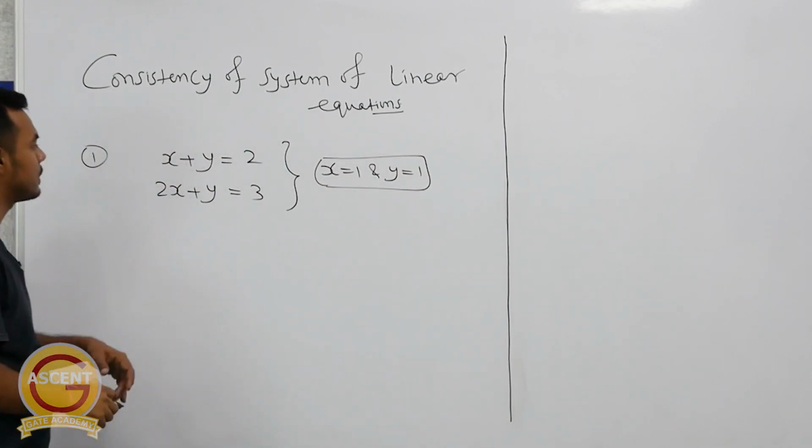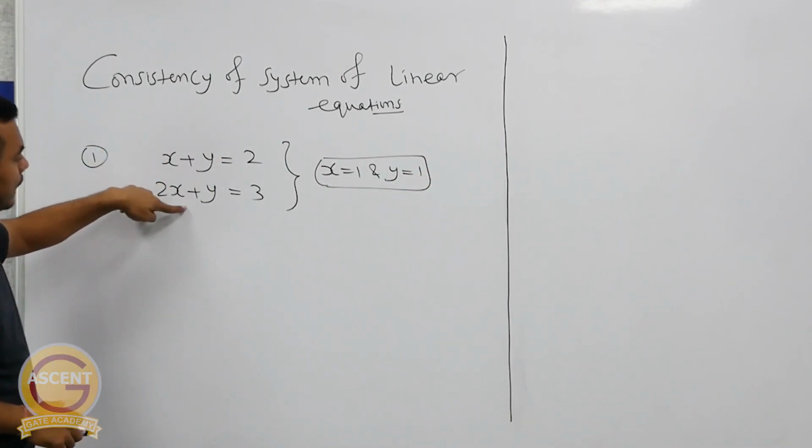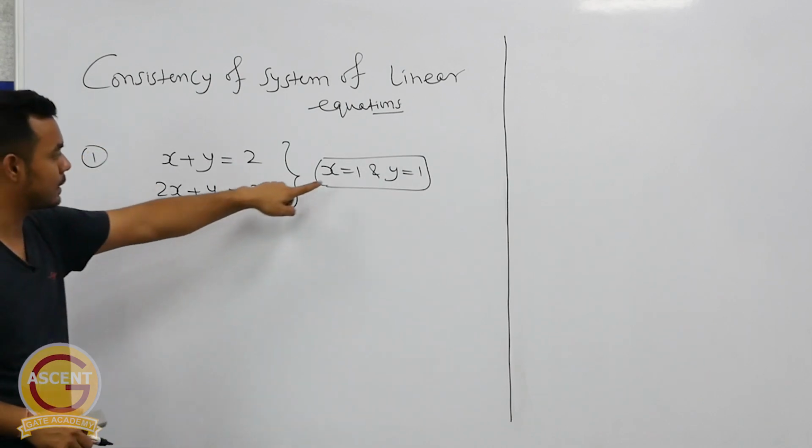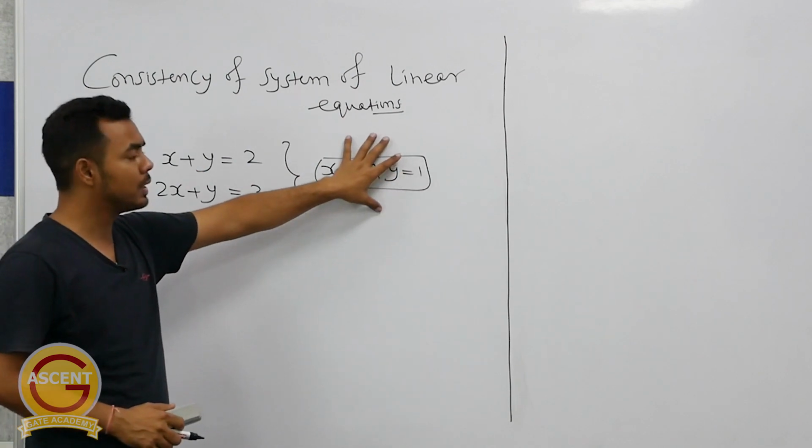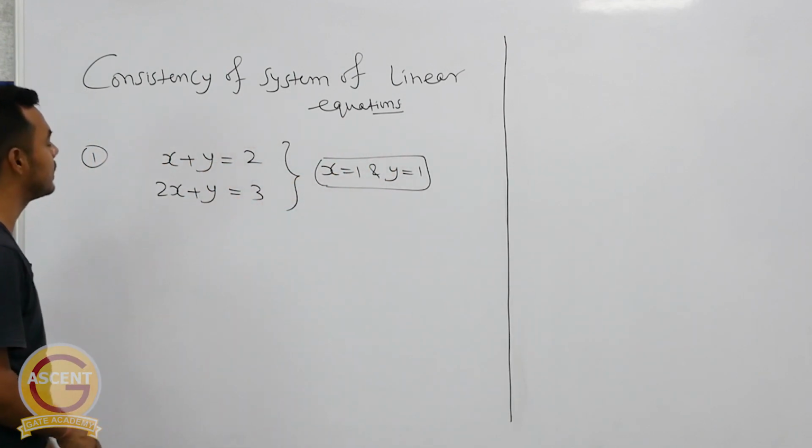Right? You can easily solve this equation. You can subtract the second equation from the first one, so you will get x equals 1. If you substitute x equals 1 here, you will get y equals 1. So this is the solution of this system of linear equations.